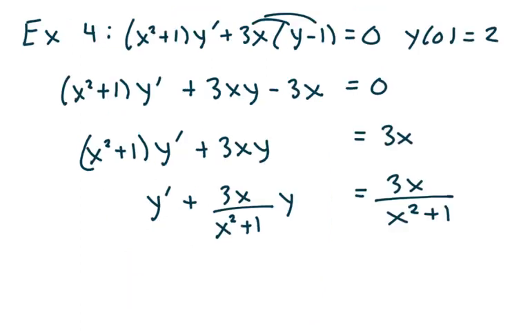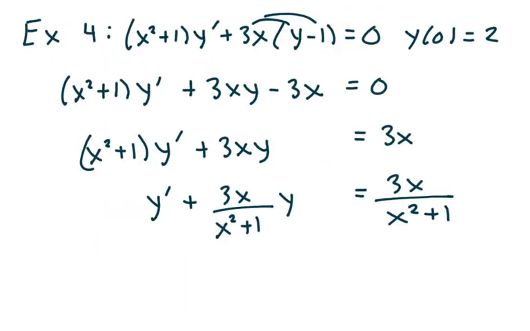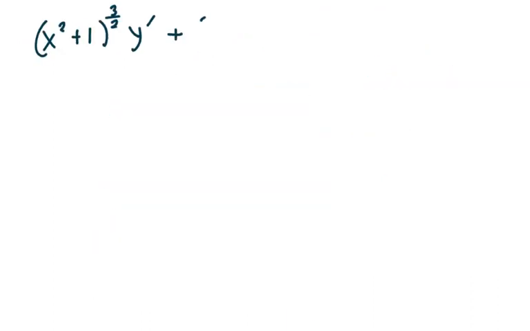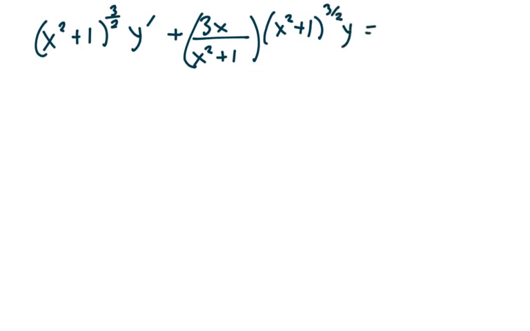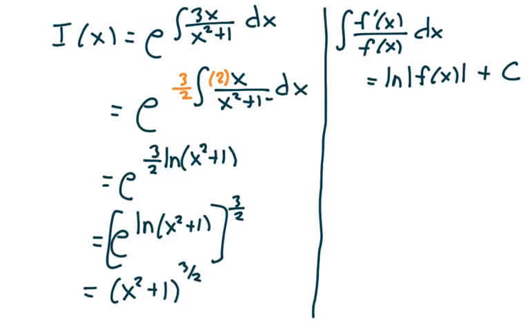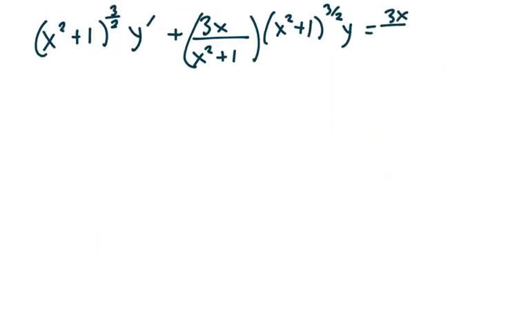So what I need to do is multiply both sides by x squared plus 1 to the 3 halves. So I'm going to get x squared plus 1 to the 3 halves y prime plus 3x over x squared plus 1 times x squared plus 1 to the 3 halves times y. That's on the left side. On the right side, we're going to get 3x over x squared plus 1, and I'm going to multiply by x squared plus 1 to the 3 halves.